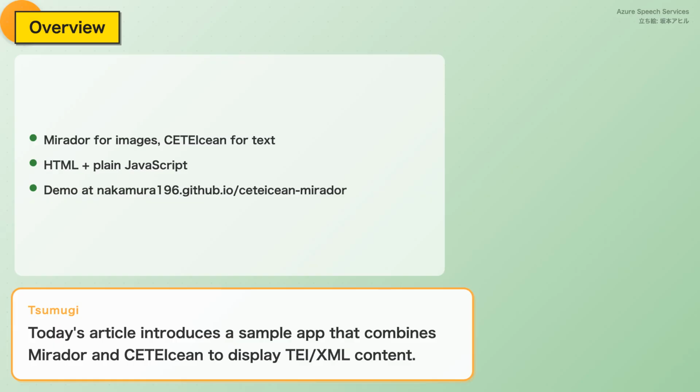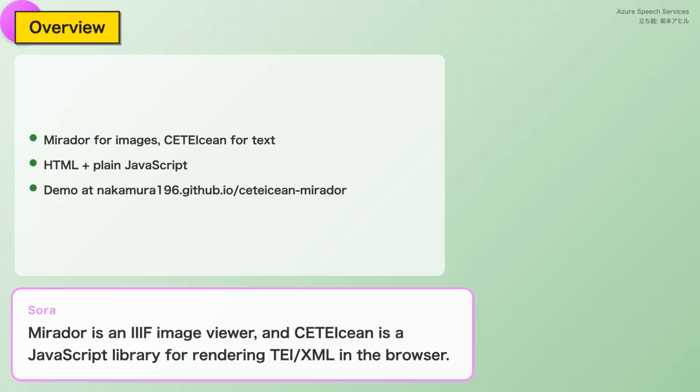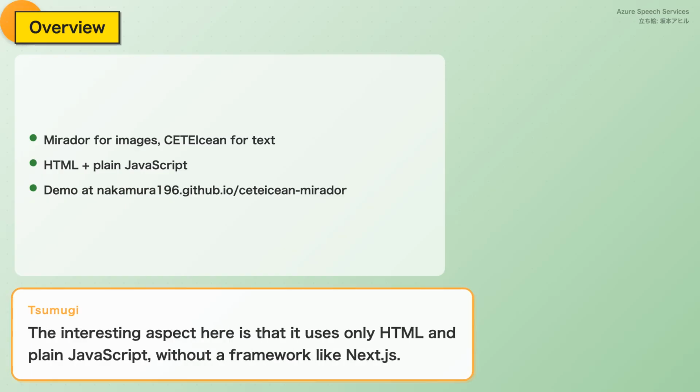Today's article introduces a sample app that combines Mirador and CETEIcean to display TEI/XML content. Mirador is an IIIF image viewer, and CETEIcean is a JavaScript library for rendering TEI/XML in the browser. The interesting aspect here is that it uses only HTML and plain JavaScript, without a framework like Next.js.